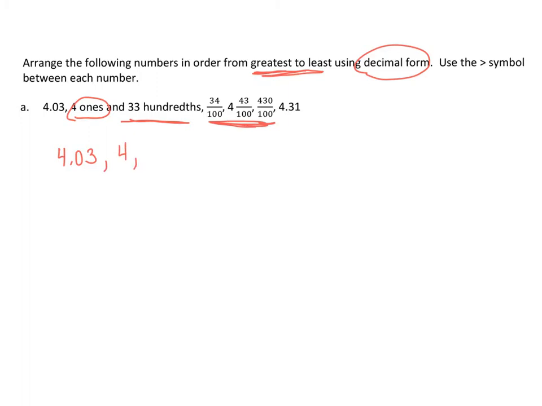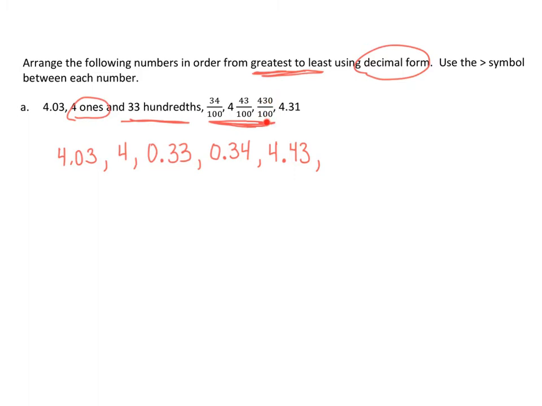We get 4 ones, 33 hundredths. Well, 33 hundredths, that's 33 over 100. So we have no wholes, but the last 3 is in the hundredths place. 34 hundredths, no wholes, but we do have the 4 in the hundredths. Then we've got 4 and 43 hundredths. Well, then we have a whole, adding on 43 hundredths.